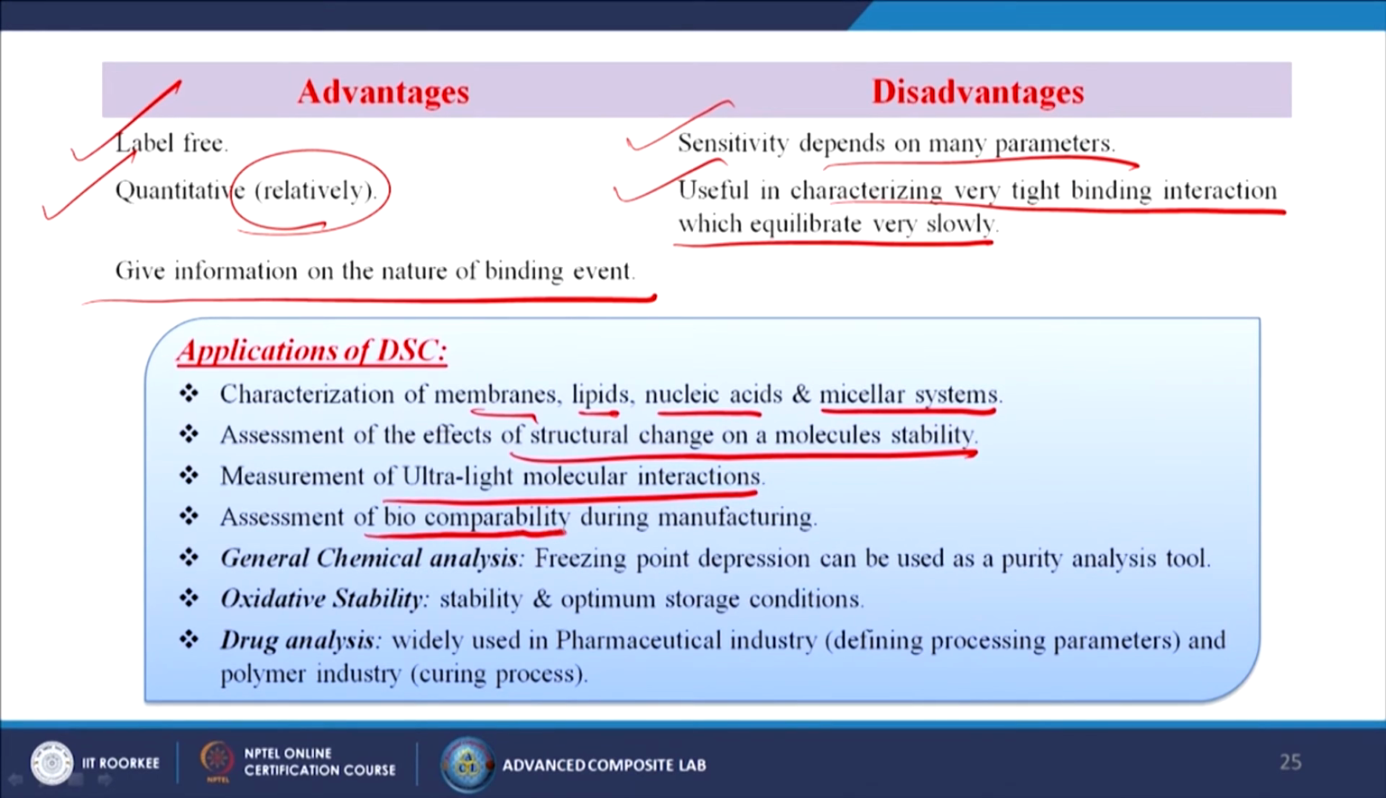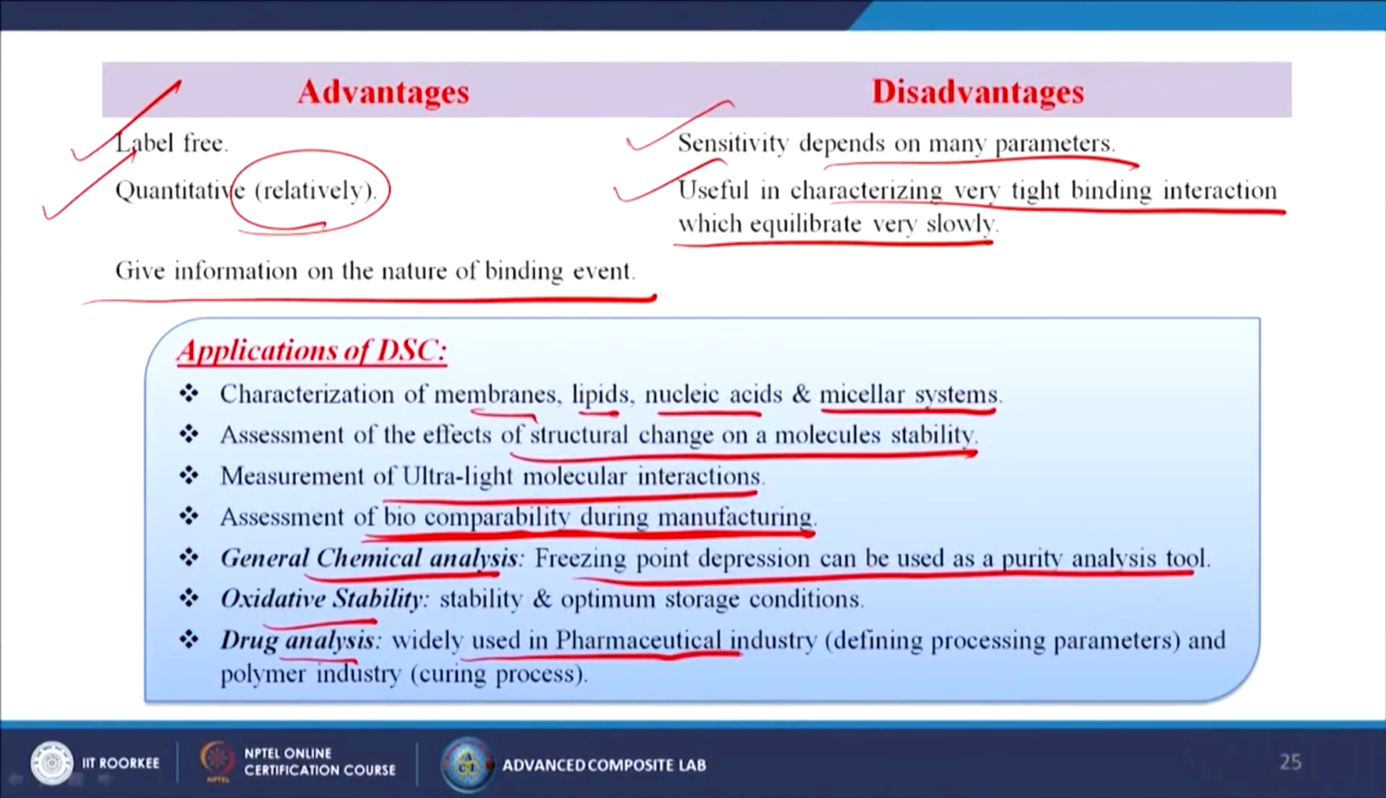Assessment of biocompatibility during manufacturing. General chemical analysis: freezing point depression can be used as a purity analysis tool. Oxidative stability, stability and optimum storage conditions. Drug analysis, widely used in the pharmaceutical industry, defining processing parameters, and in the polymer industry, that is the curing process.